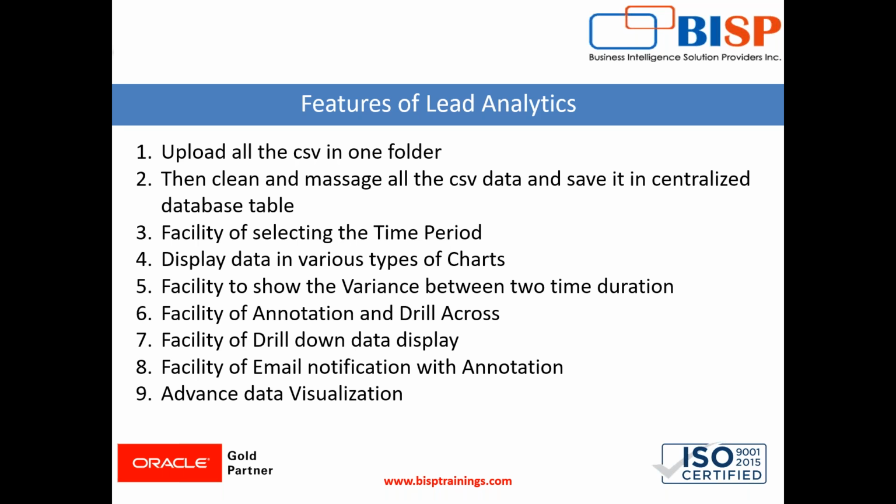What is display data? For example, many times a bar chart is useful to display the data. Many times a pie chart is used. So all these are the different types of charts: pie chart, donut chart. I will show you the live application also. Now, the facility to show the variance between two time durations. Variance means, suppose, how many leads we received this quarter and how many leads we received last quarter, or the same quarter last year. So this is called the variance.